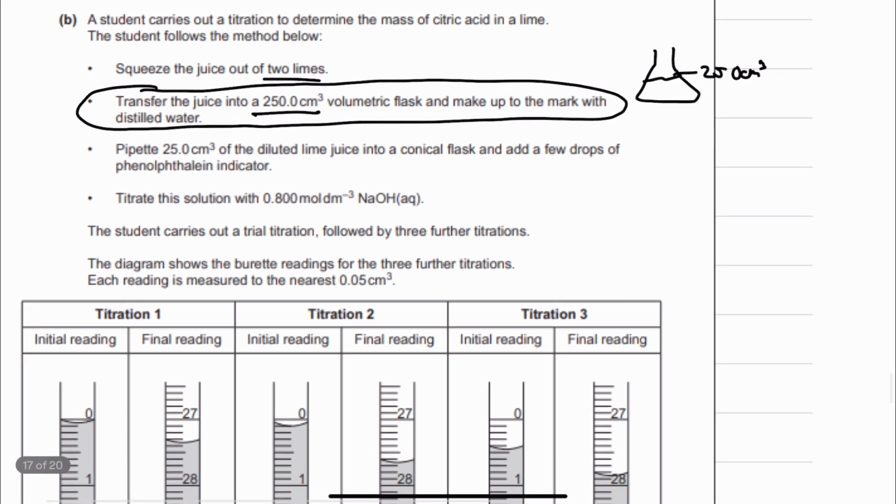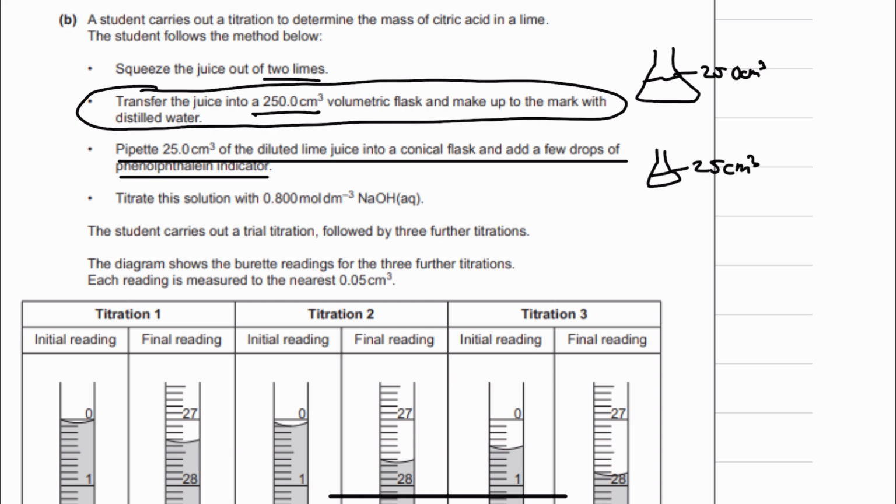Now, the student then pipettes 25 centimeters cubed of the diluted lime juice into a conical flask and adds a few drops of phenolphthalein indicator. So this means that now into a separate conical flask, the student has added 25 centimeters cubed and added phenolphthalein indicator. So this is that standard solution that we were just talking about.